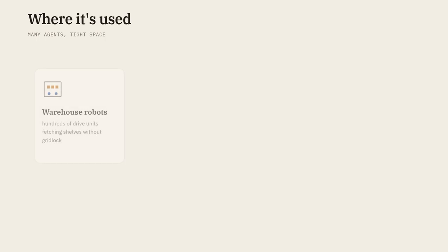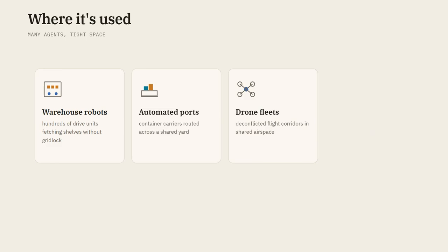Where does all this matter? Anywhere many agents must share tight space. Automated warehouses coordinate hundreds of robots fetching shelves without gridlock. Automated ports, drone fleets, and the crowds in video games all rely on multi-agent pathfinding.